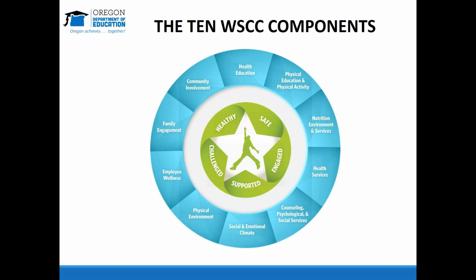The blue ring shows the 10 components of school health. The 10 components are health education, physical education and physical activity, nutrition environment and services, health services, counseling, psychological and social services, social and emotional climate, physical environment, employee wellness, family engagement, and community involvement.